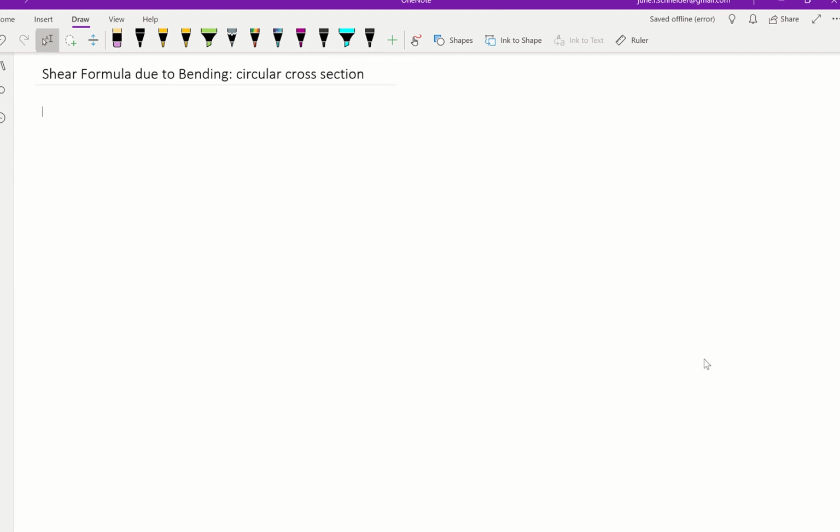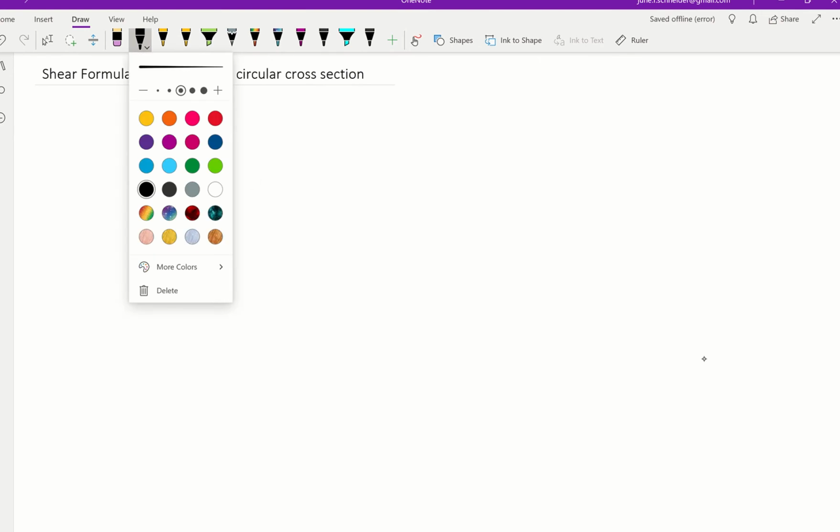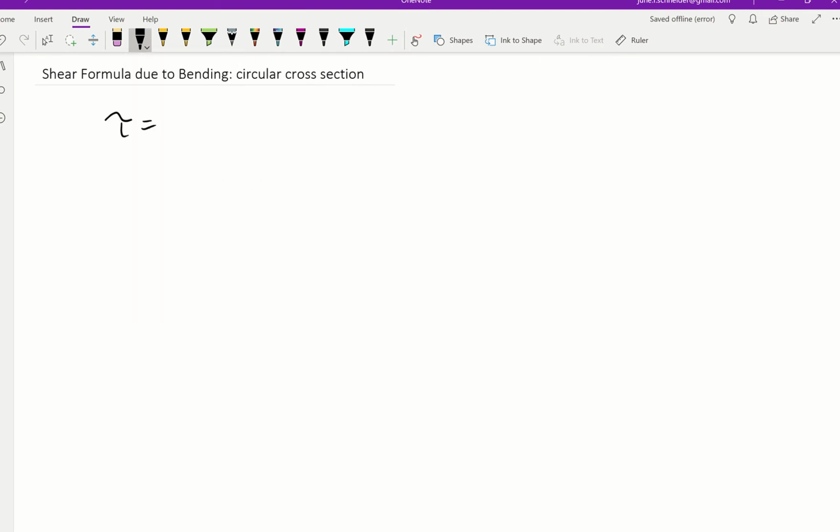So, a quick recap of what we covered last time. To figure out this shear, it has its own formula. Tau is equal to V, the shear force, times Q. Q is a new concept, the moment of area, so it's area times some distance. That distance is from this area's centroid to the neutral axis. Then divided by I about the neutral axis times B. B is the width of the beam at that point.